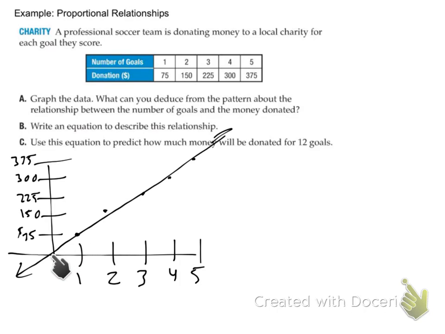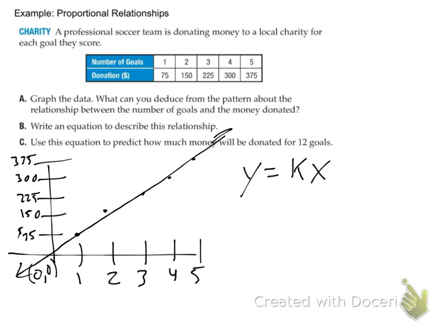Oh, it passes through 0, 0. So what kind of equation type is this? It's proportional, aka a direct variation. So therefore, guys, I know it's going to be in this form. Part B says, write an equation that will be that relationship. You know it's going to be y equals kx, where k is the slope.